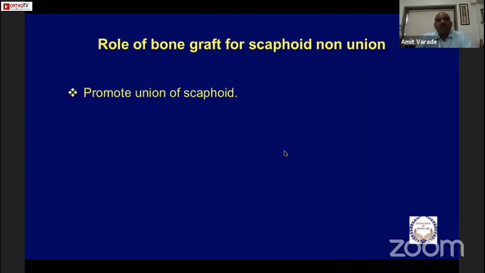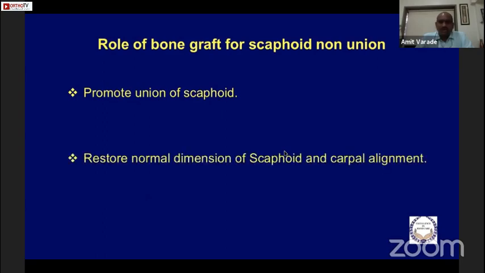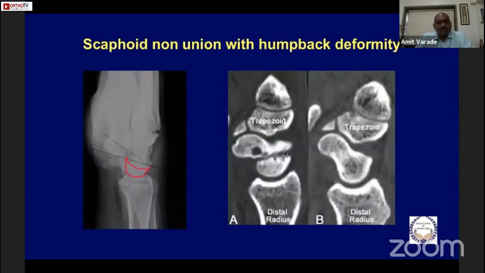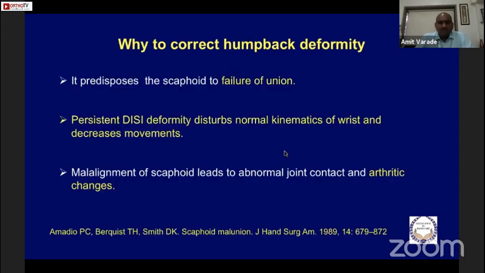So the role of bone graft in case of scaphoid non-union is to promote union of the scaphoid, but it is not only that, it is also for restoring normal dimensions of the scaphoid and carpal alignment. See, in this case, when there is humpback deformity, the proximal pole of the scaphoid is extended, the distal pole is flexed, and the lunate is looking back. So we call this humpback deformity. It is important to correct this deformity because persistent DISI deformity disturbs normal kinematics of the wrist and decreases movement, and further it causes arthritic changes.